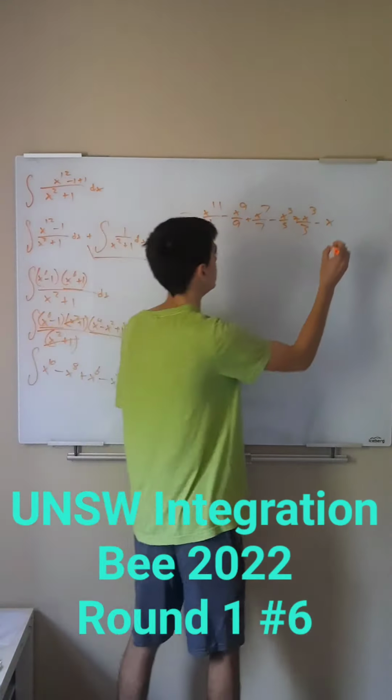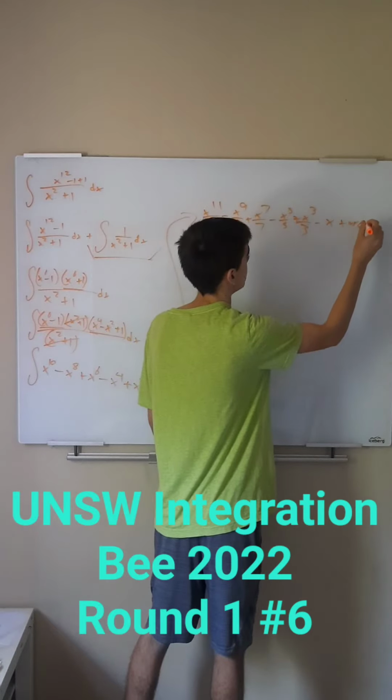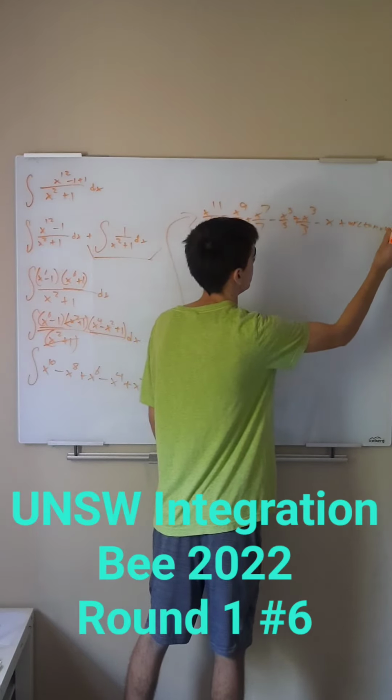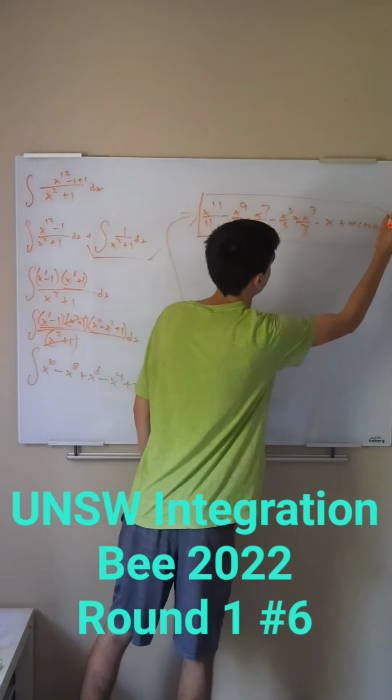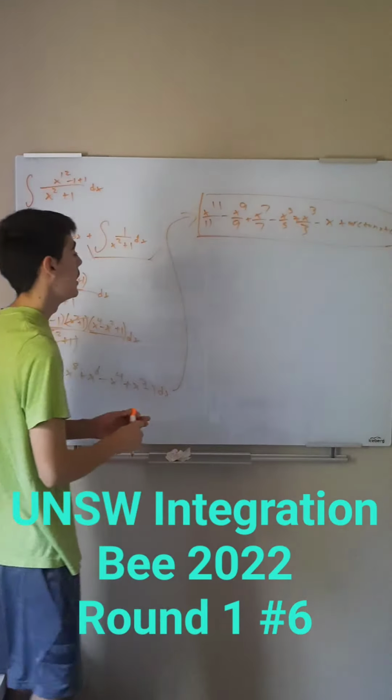But that's actually really easy too. That's just arctangent of x. And if we put our plus C on the end, that is the entire thing. Extremely long answer, but not that bad to do.